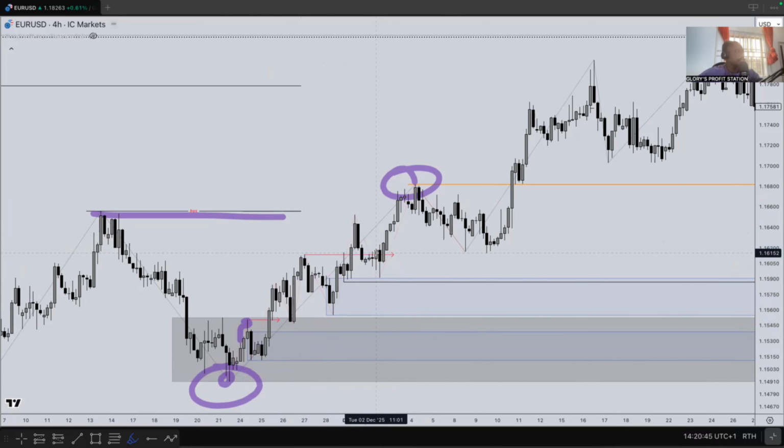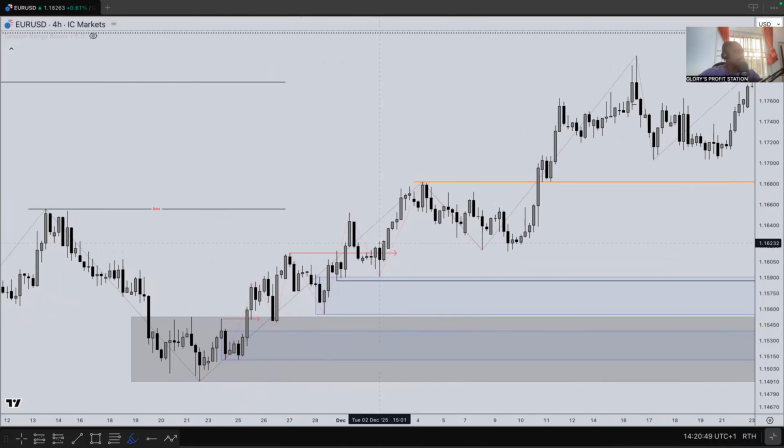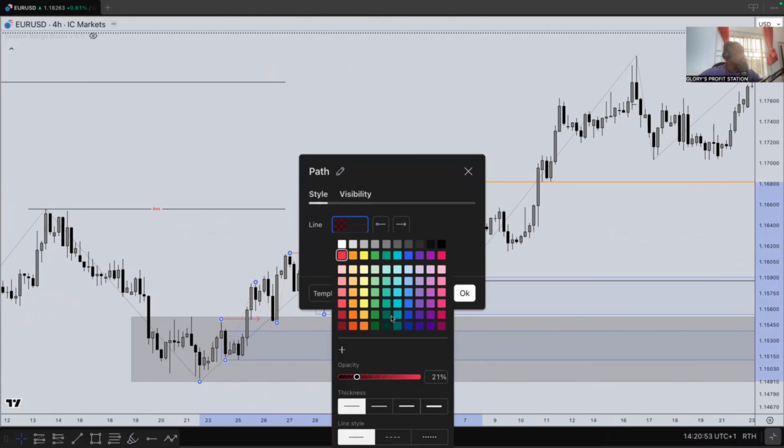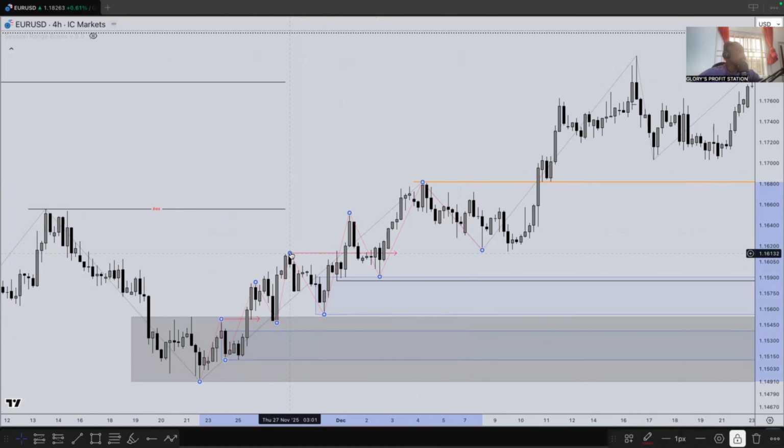Now, I'm going to start cleaning this up so you can see a lot better. On the 4-hour time frame, we have an internal break of structure here, and we have this as a 4-hour order block.